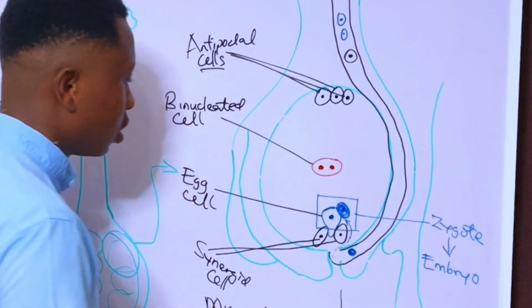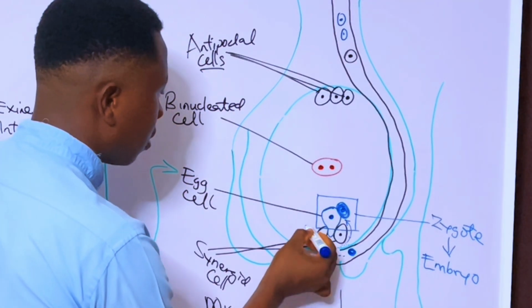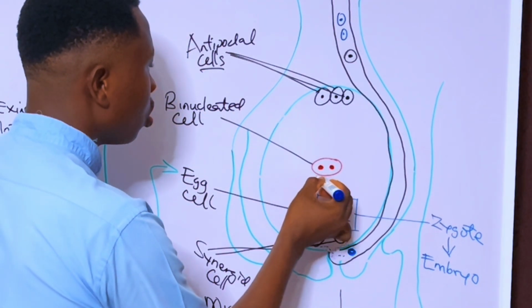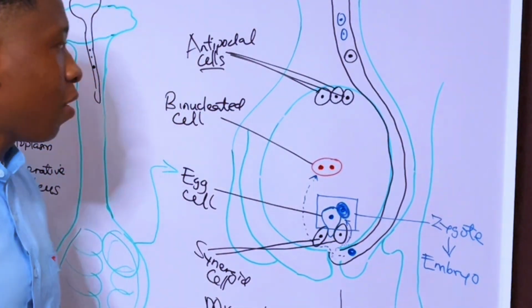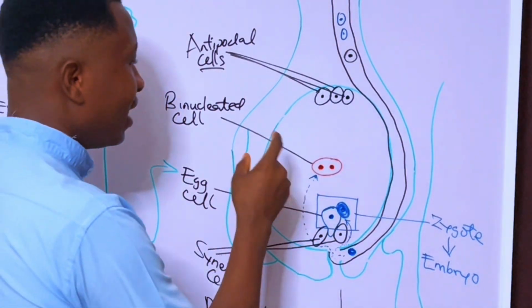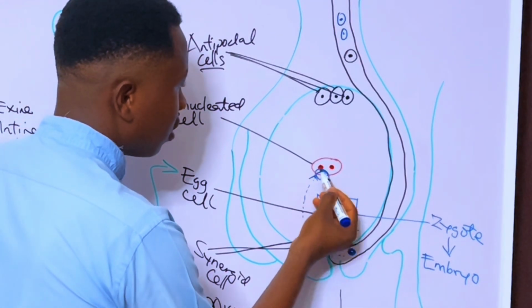All right. For the next fertilization, remember, the first one has gone, so we are left with just one. This one also comes in and goes to the binucleated cell at the middle of the ovule. When it gets there, it fuses with this other one.